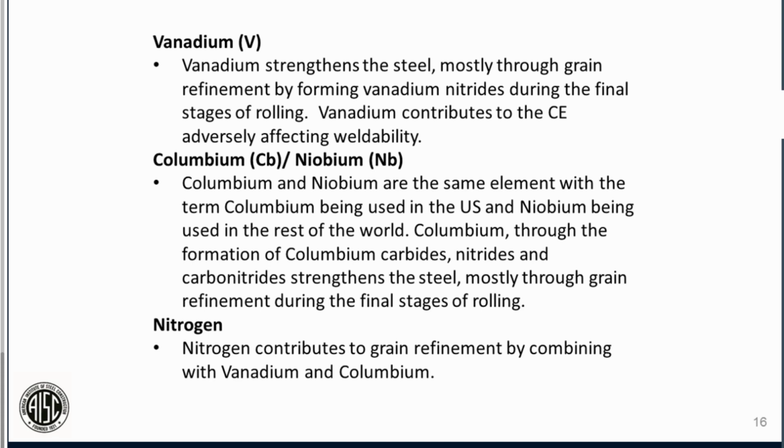Columbium, niobium, same element. We typically use columbium as a term here in the United States. It makes columbium carbides and nitrides. And again, it affects the final grain size of the steel after rolling. Now, nitrogen is an element that's dissolved into the steel from the air, the atmosphere, and it's used in combination. That's what vanadium grabs hold of, that's what columbium grabs hold of. They'll combine with that to make the nitride, which precipitates to the grain boundary, which makes the fine grain steel. Next slide.